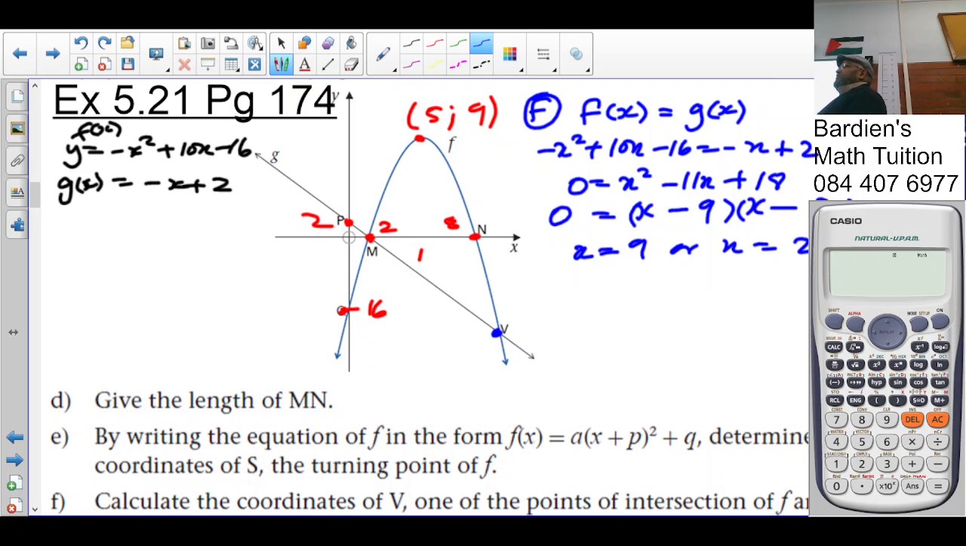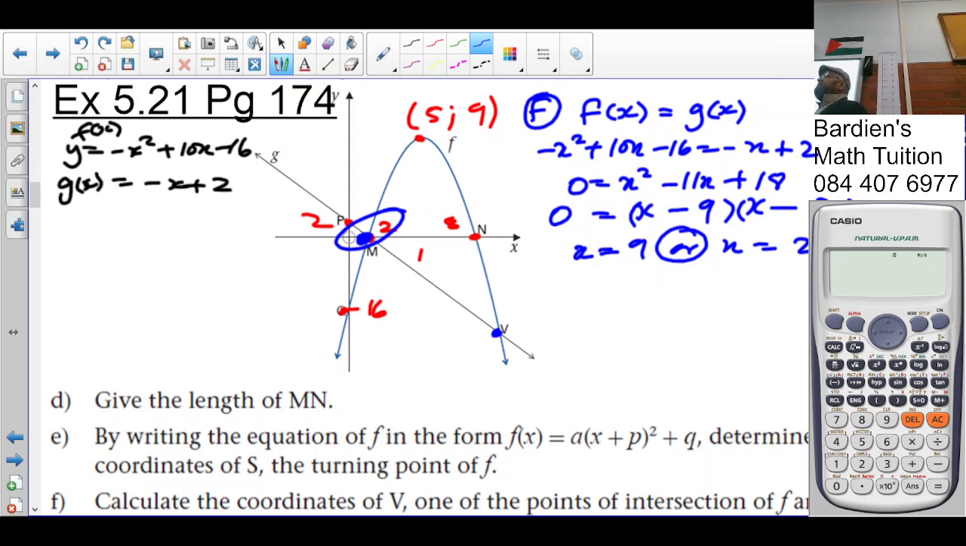Now, which one of the two are we interested in? Why are there two in this case? There are 2 points of intersection. That one's already accounted for. There's your 2. Not so? Which is the same. The other one, the one that we're interested in for V is 9.